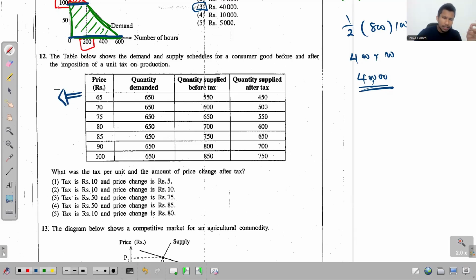But no problem, we will discuss this thing. The table below shows the demand and supply schedules for a consumer good before and after the imposition of a unit tax on production. Right, what was the tax per unit and the amount of price change after tax?